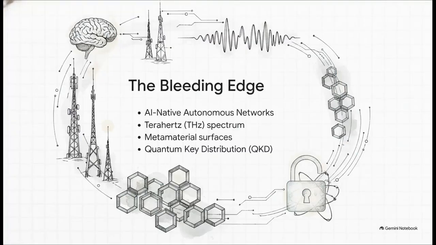But here is the absolute bleeding edge. We are rapidly moving toward AI-native autonomous networks that configure themselves. We're seeing terahertz spectrum expansion. We're seeing quantum key distribution for ultimate physics-based security. We're even seeing metamaterial surfaces, where the building materials themselves literally become the communication system.